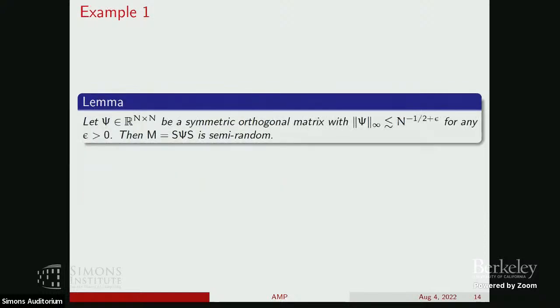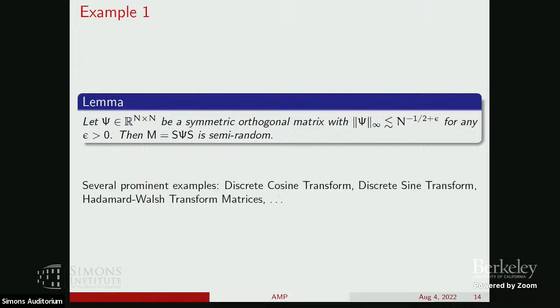So here are a few examples. One example is that if you have a matrix psi which is a symmetric orthogonal matrix, and if this is delocalized, then if you sign it, you get a semi-random ensemble. For example, a discrete cosine transform, a discrete sine transform, or a Hadamard-Walsh matrix. These are deterministic matrices. You take them, you sign them, and you will get the same thing. That's one direct application.